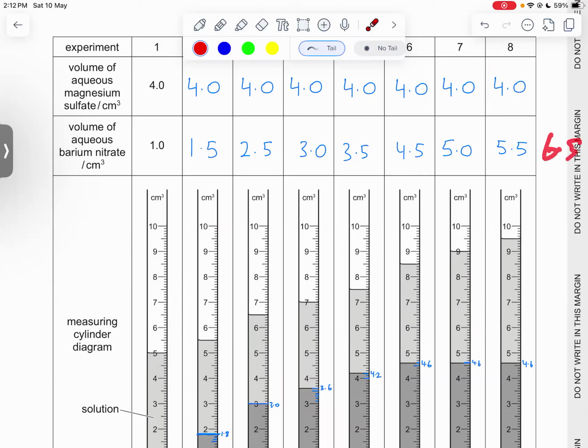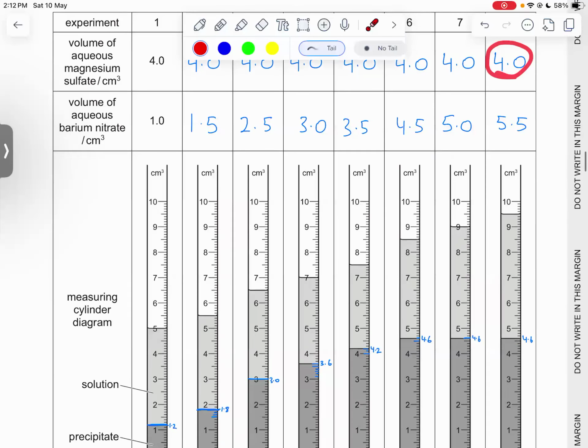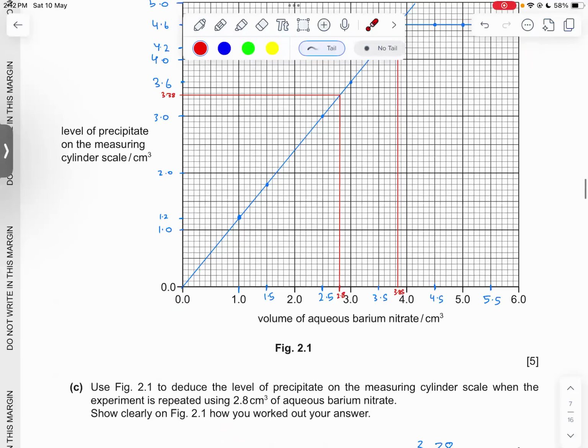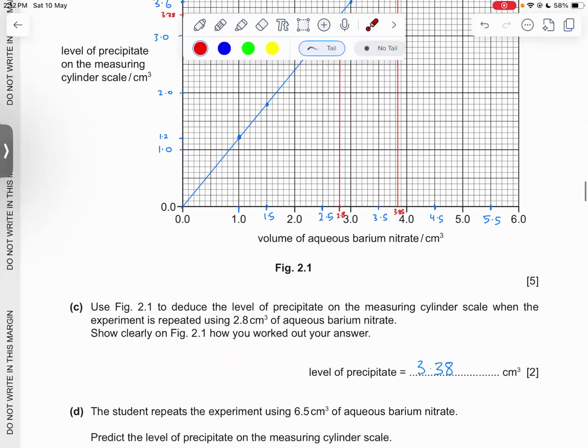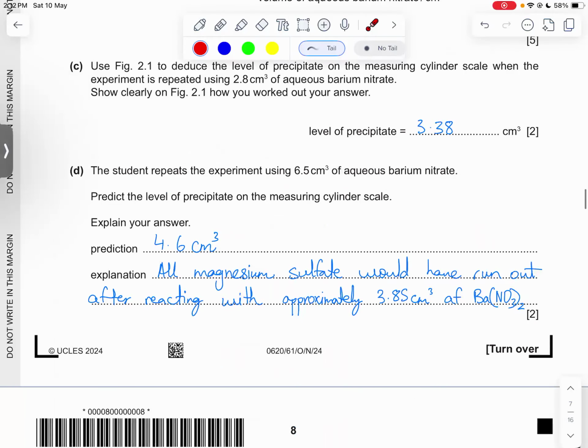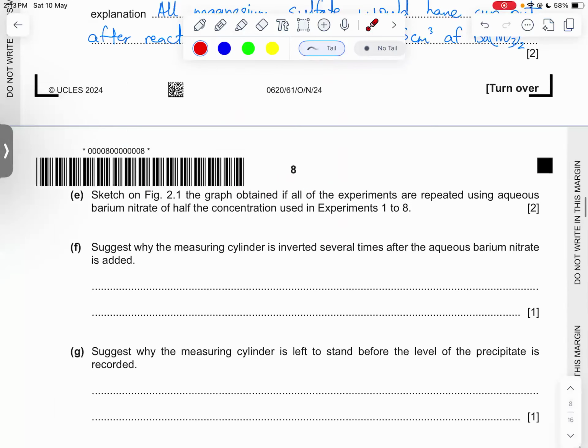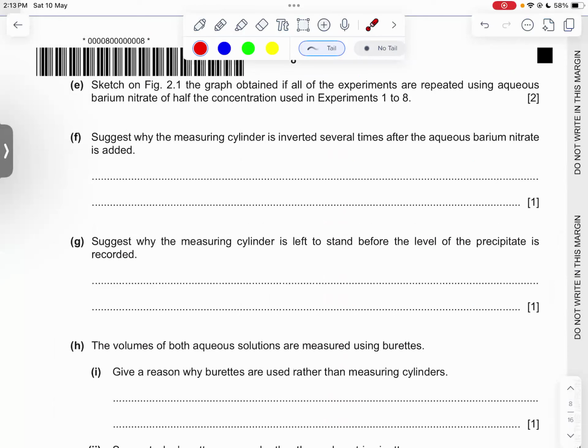So regardless of you using 6.5 centimeter cube of barium nitrate, the level of precipitate that would form would be based on the magnesium sulfate, because as Mariam had said previously, magnesium sulfate is going to become the limiting one and determine how much of the product is forming, right? So that is why even if you use 6.5 centimeter cube, 4.6 centimeter cube of product is formed. And that is what we've written, that magnesium sulfate is the one that is running out. So it doesn't matter how much barium nitrate you use.